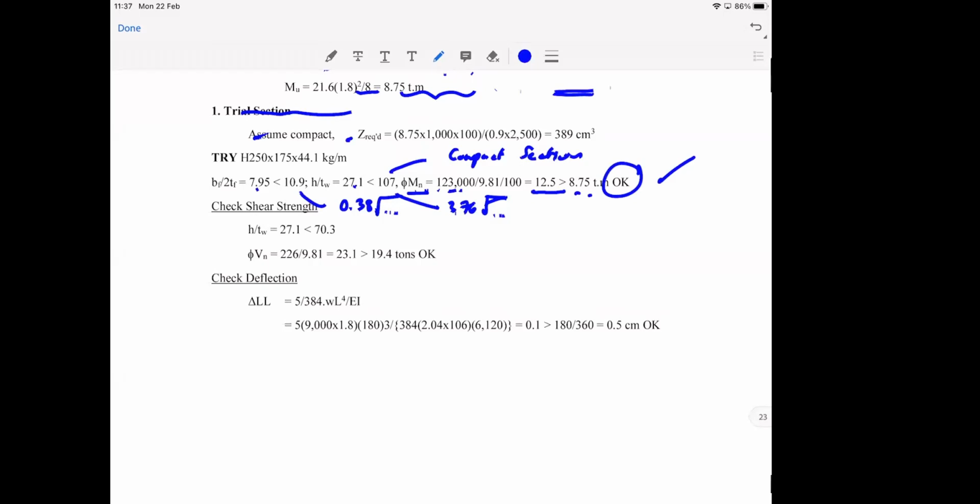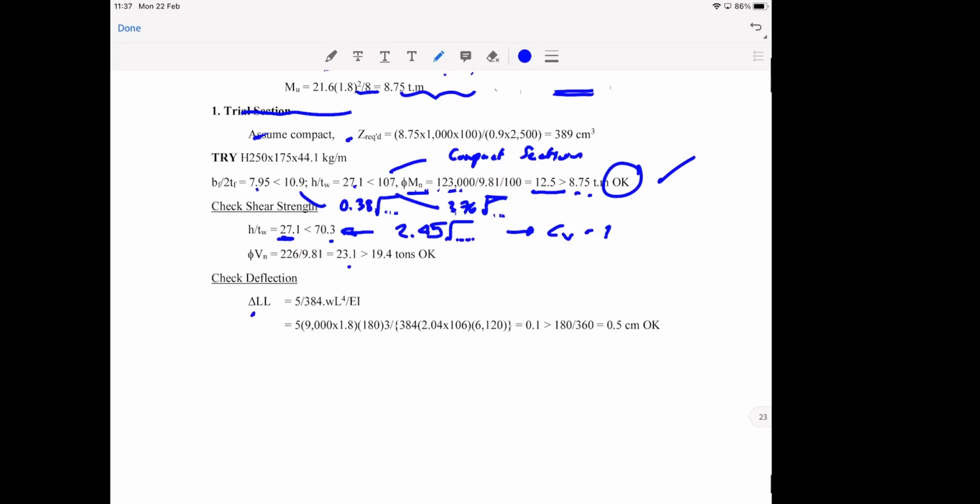The ratio of the web, h over tw, is the same as that, but the limit is different. This limit is for the shear. It is 2.45 square root E over Fy, but still this is less than that. So you say Cv is equal to 1, and you can calculate the shear strength of the member by using 0.6 Fy multiplied by depth multiplied by the thickness of the web, or you can just pick the number from that table as well. And now we have the section.